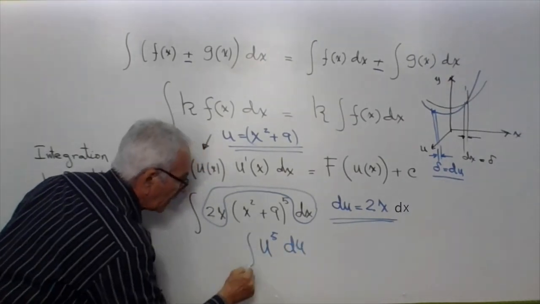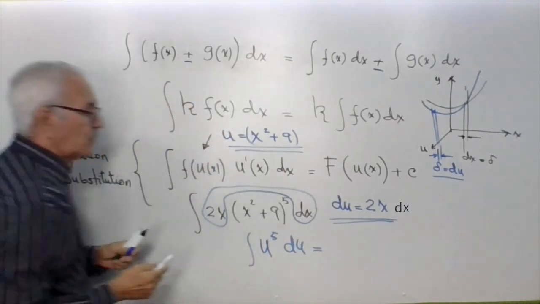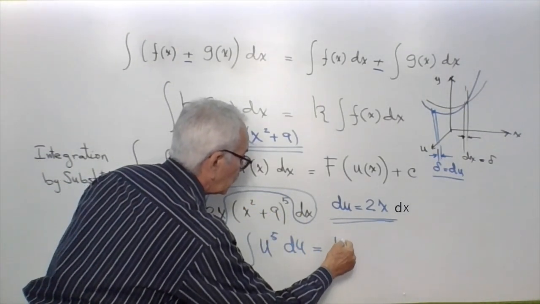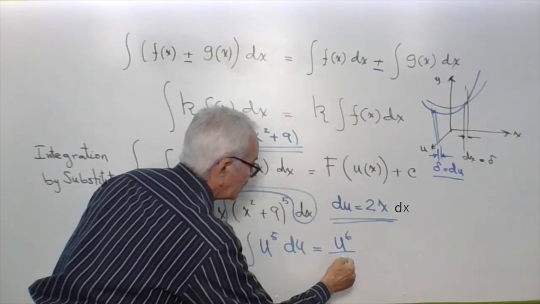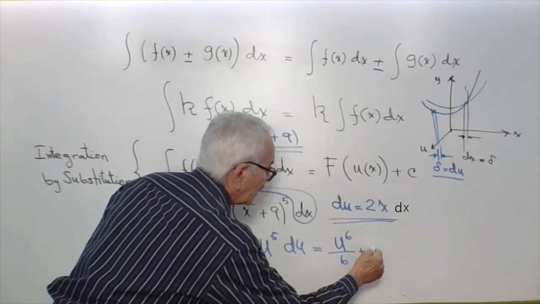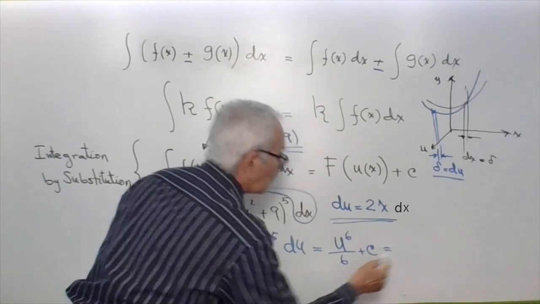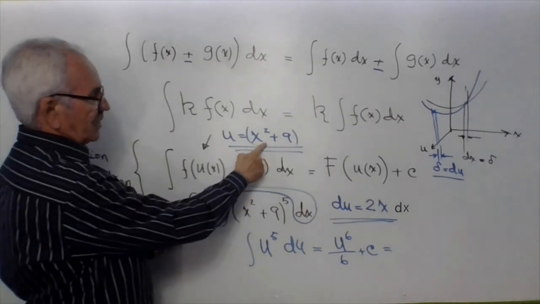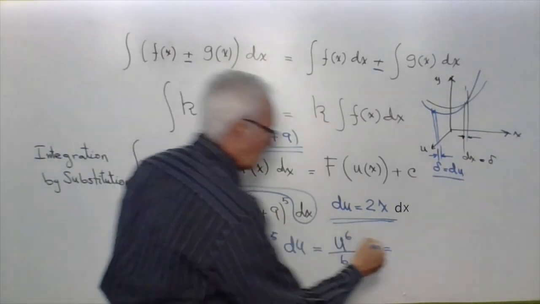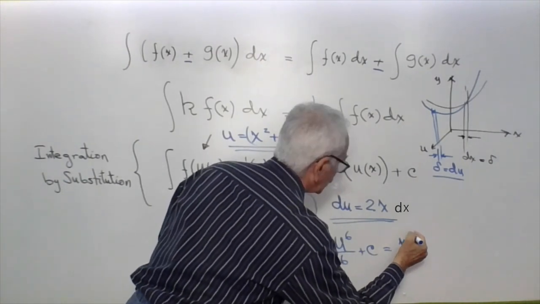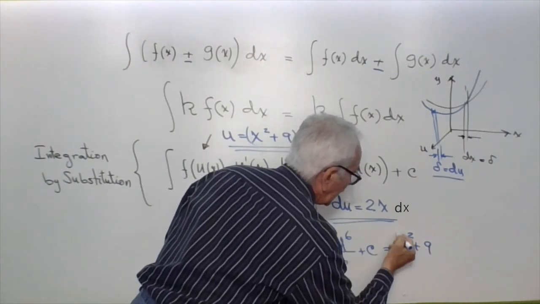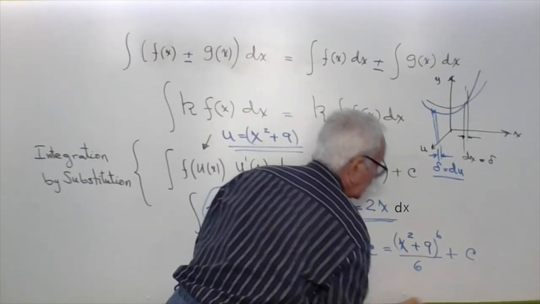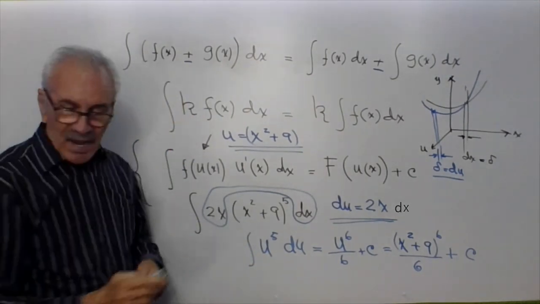The u integral, which is equal to what? Is equal to, look, u to the sixth divided by 6 plus a constant, which is equal to, I go back now by replacing the real value of u, is equal to (x squared plus 9) to the 6 power divided by 6 plus c. As you can see, this is our final answer.